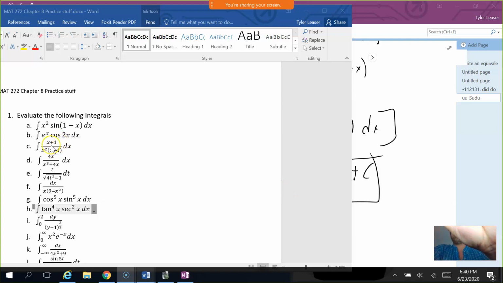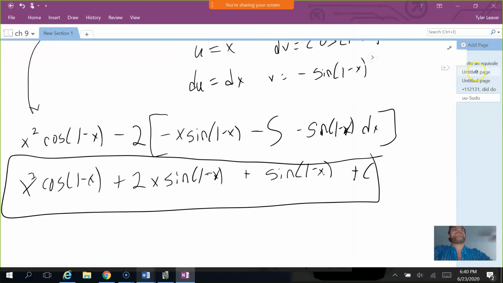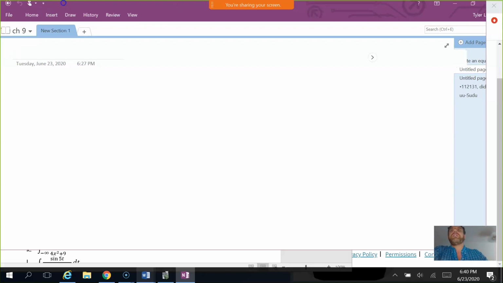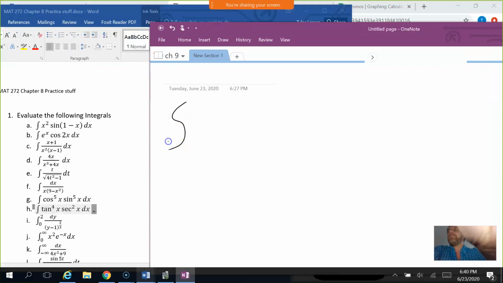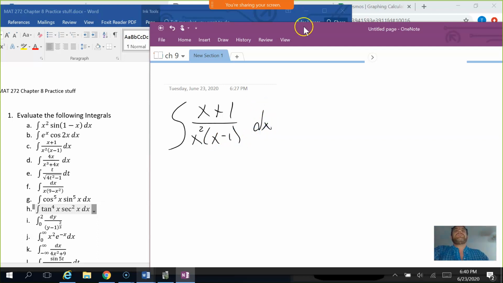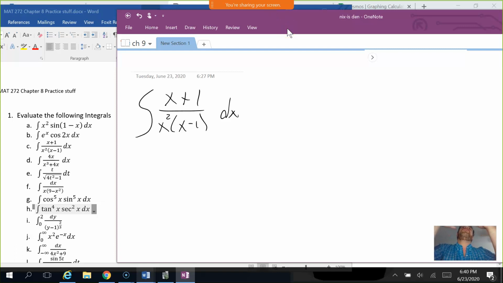So C, integral x plus 1 over x squared times x minus 1 dx. So let's go to a fresh page here. Okay. Again, running through all the different things that we have. This is a fraction. Sometimes long division works, but long division will only work whenever the numerator's degree is the same or bigger than the denominator. My numerator has a degree of 1. My denominator ends up having a degree of 3 when you multiply it all out. So definitely not that.